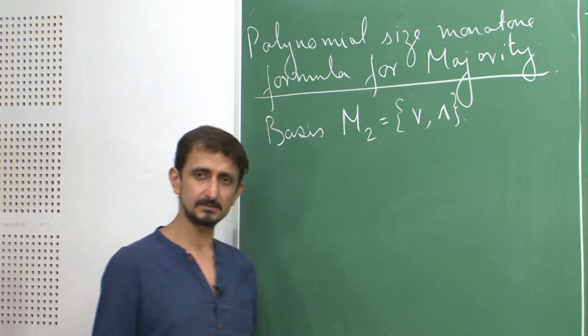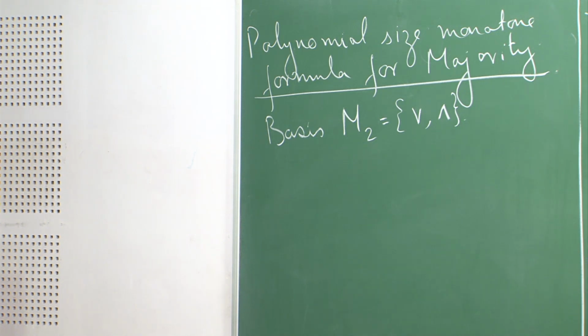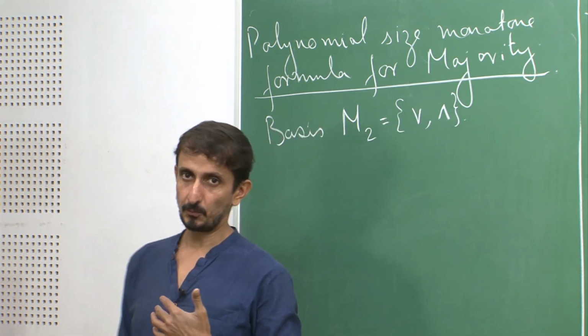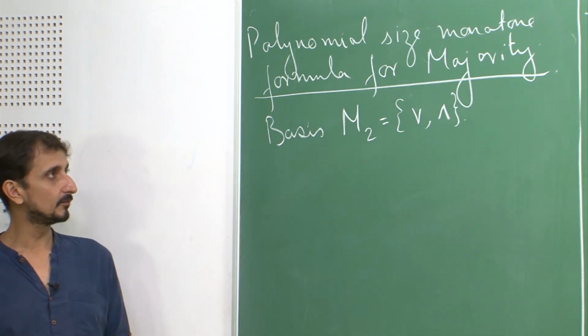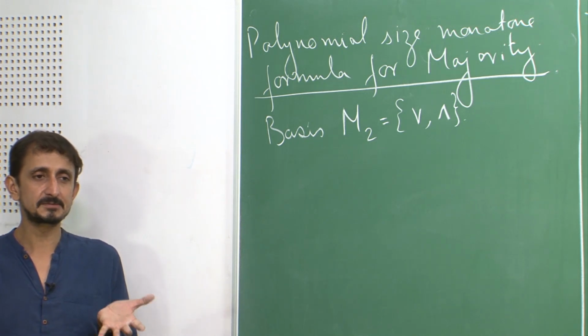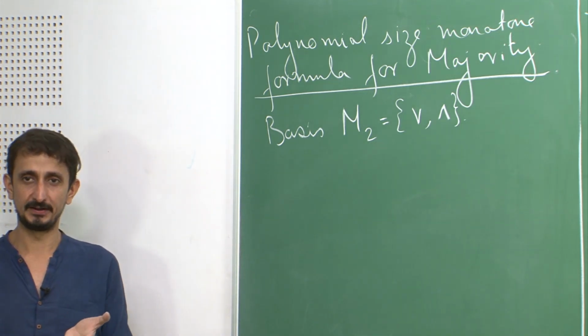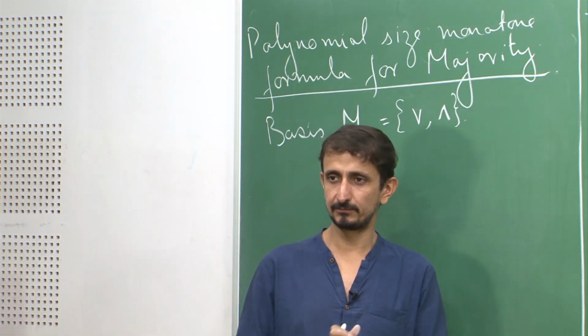The answer is yes, majority can be computed over this basis M2. The next question is, if it can compute majority over M2, what is the smallest sized formula over this basis that can compute majority? That is the question that we are going to focus on for the rest of today's lecture.